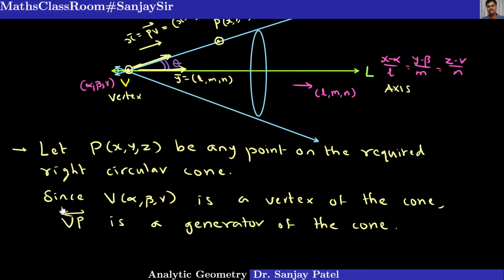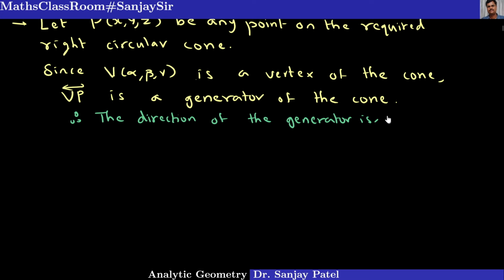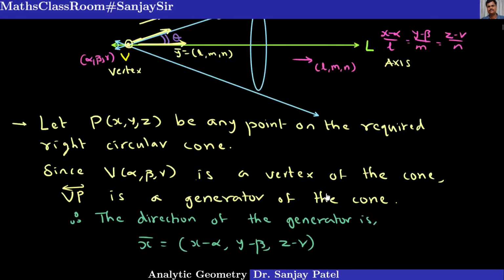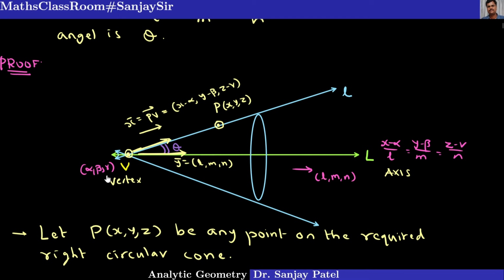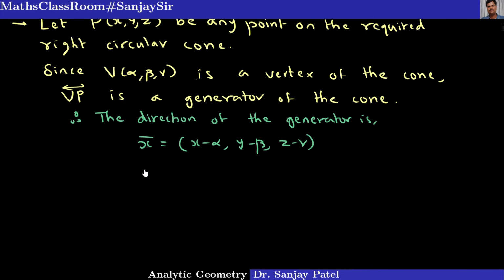Therefore I can take the direction of the generator as x bar. We already discussed this, so now I can write x bar is equal to x minus alpha, y minus beta, and z minus gamma. See here, P is the point x, y, z and the vertex V is alpha, beta, gamma. So the vector VP is given by x minus alpha, y minus beta, z minus gamma, which I am calling x bar. And that x bar is the direction of this generator. So that is the first thing.